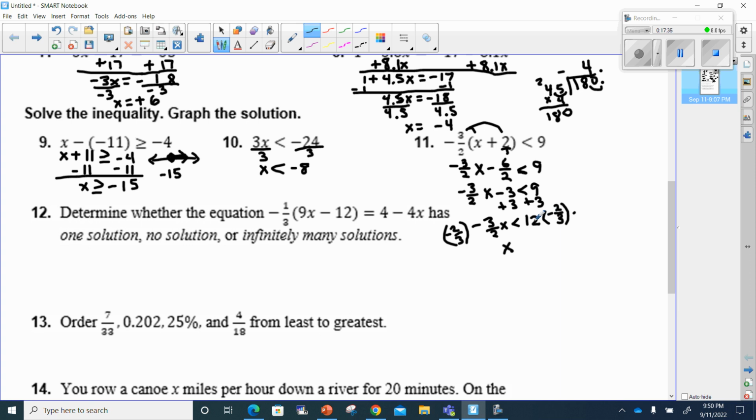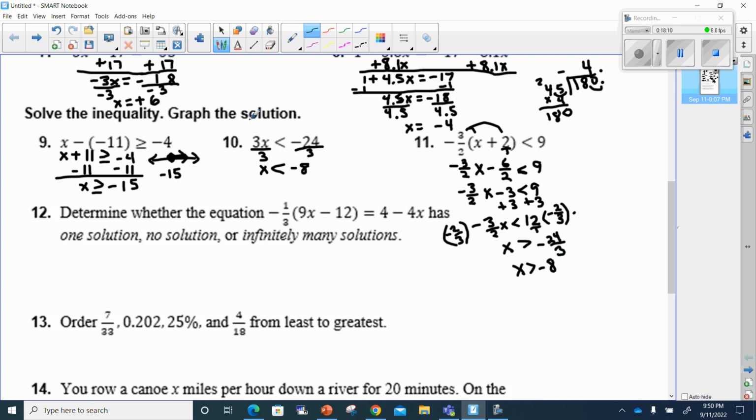let's see, well, this is like 12 over 1. So 12 times negative 2 would give me negative 24. And then 1 times 3 would give me 3. And since I multiplied by a negative number, I have to remember to turn my inequality symbol around. So this is going to give me negative 24 over 3. Well, really, 24 divided by 3 is 8. So this is going to be x is greater than negative 8.